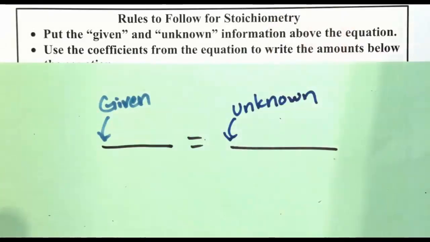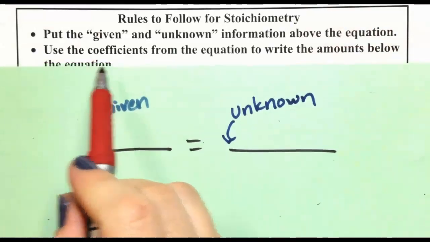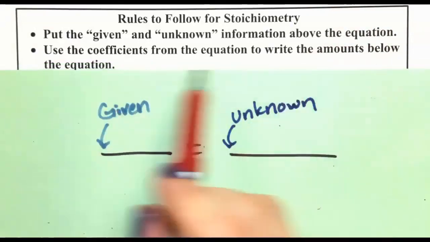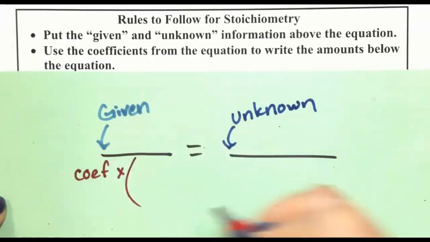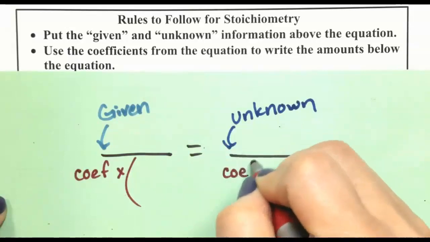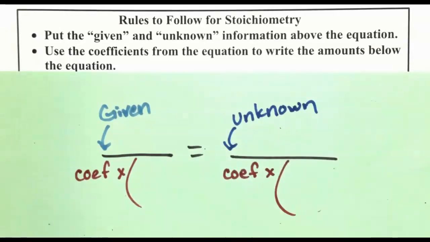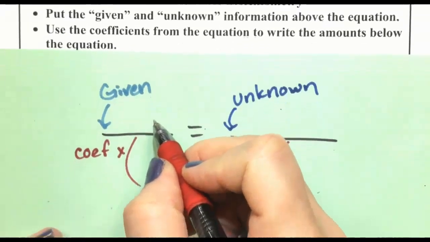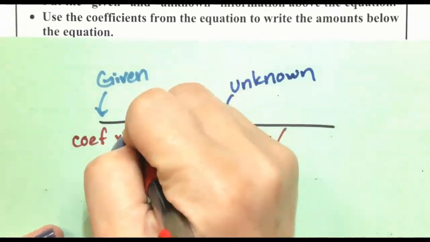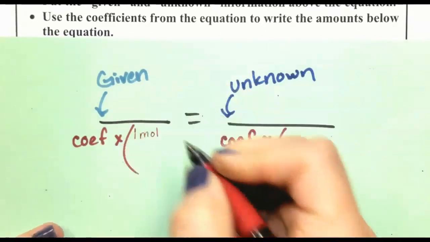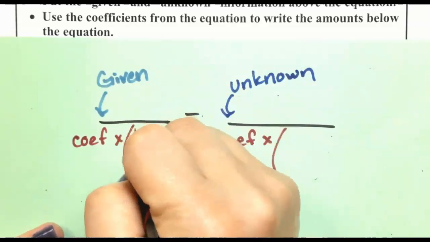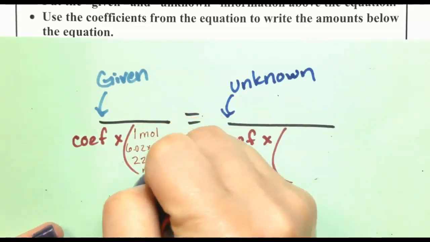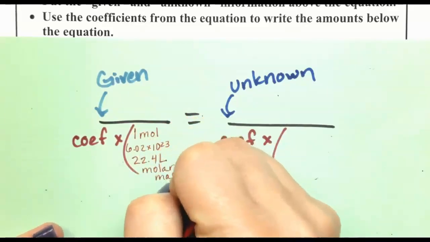On the bottom of the equation, we're going to use the coefficients from the equation to write the amounts below the equation. So you're going to write your coefficient here times some information, and then same thing on this side, the coefficient times some information. Now, what is this information in the parentheses? It's going to depend. Whatever unit is up here is going to tell you whether you're going to put 1 mole, 6.02 times 10 to the 23rd, 22.4 liters, or molar mass, which is grams from the periodic table.